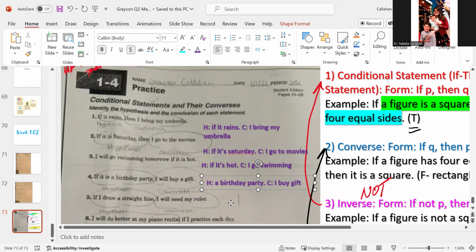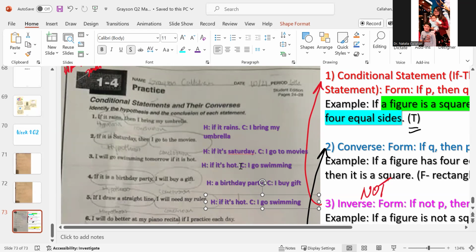I mean, if you're going to go to a birthday party, you should probably buy a gift. But if you buy a gift, it doesn't mean you're going to a birthday party. You could be going to a baby shower. Does that make sense? So you've got to think about some of these statements. Some of them are false and some of them are true.